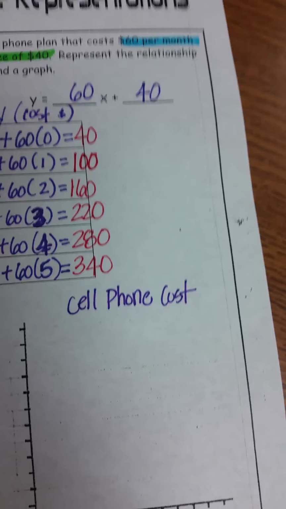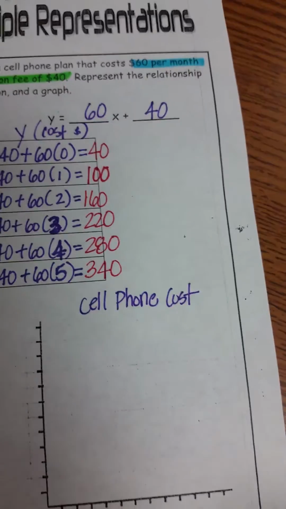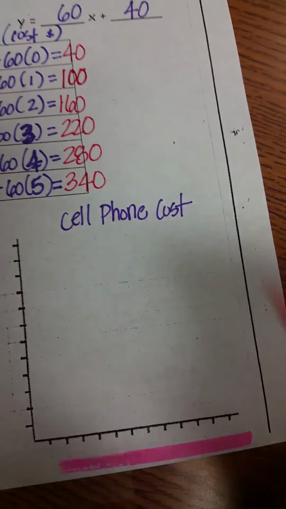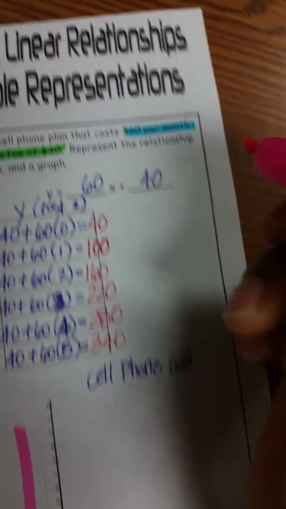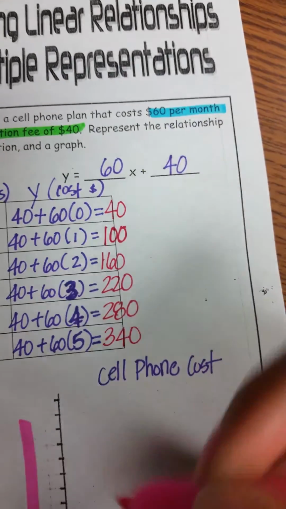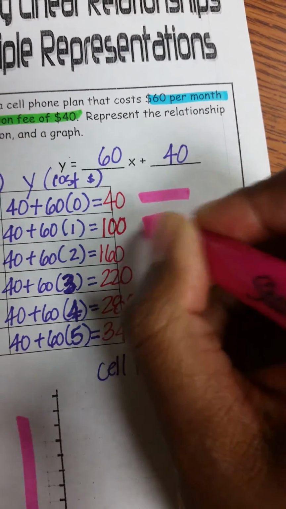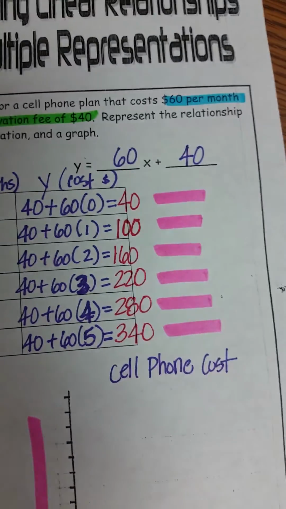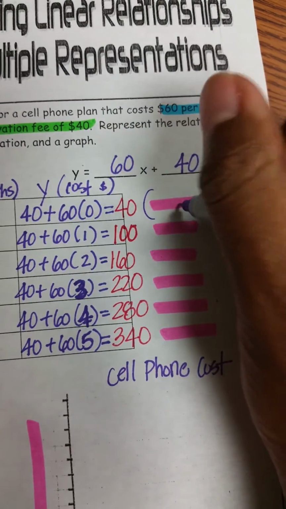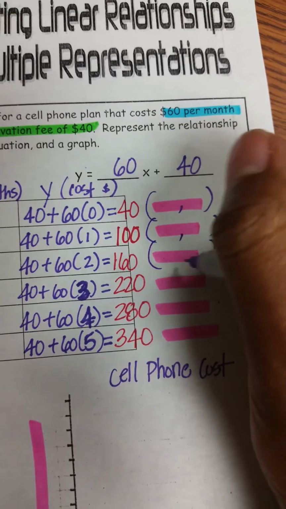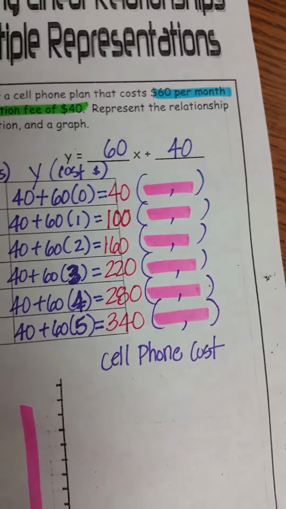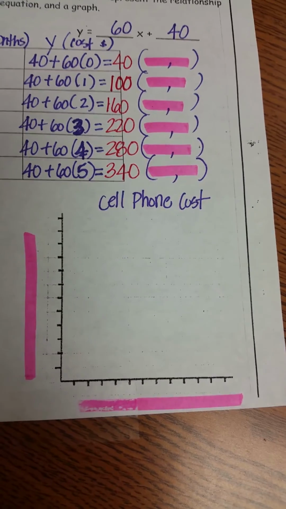Now what I want you to do is to label this axis, label this axis. In order to graph it, you need to find your ordered pairs. I want you to find your ordered pairs from your table, your x and your y value, and graph those points in this graph here, okay?